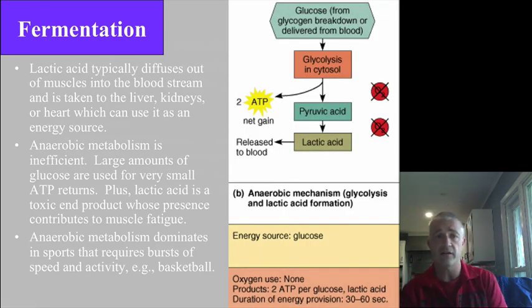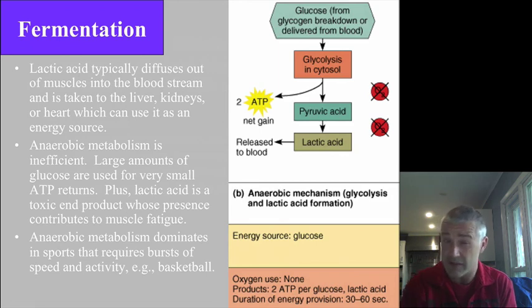Again, other muscle cells as well, ones that we'll get into a little bit later on, called slow twitch muscles, usually have a little bit better blood supply. They can also use it as an energy source.